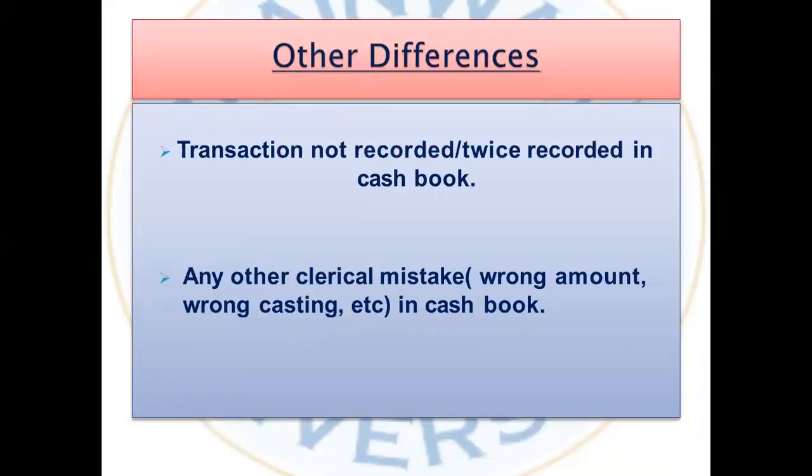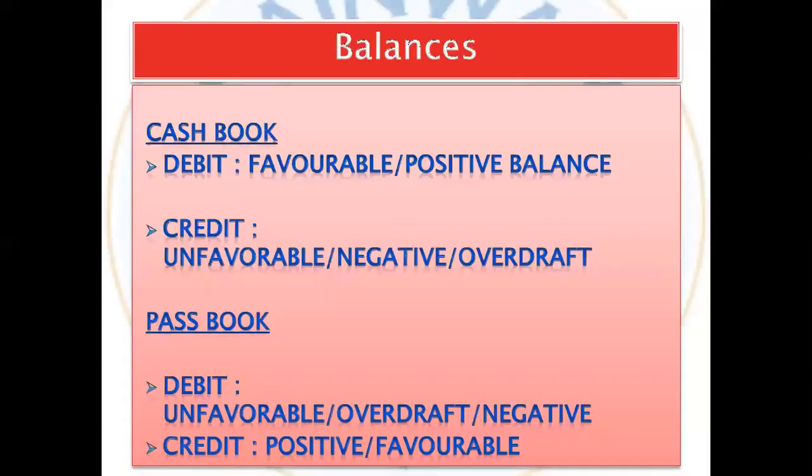And there may be some other mistakes like wrong amount, the wrong casting in the cash book, or some double entry, etc. So we all know there are two kinds of balances: the debit balance, or the normal or favorable balance, and the overdraft balance. So it is either a debit or credit in the cash book, or a debit or credit in the passbook.